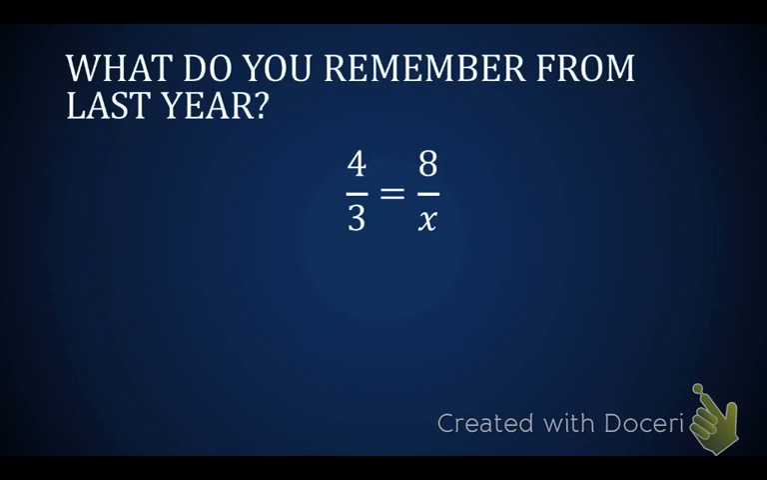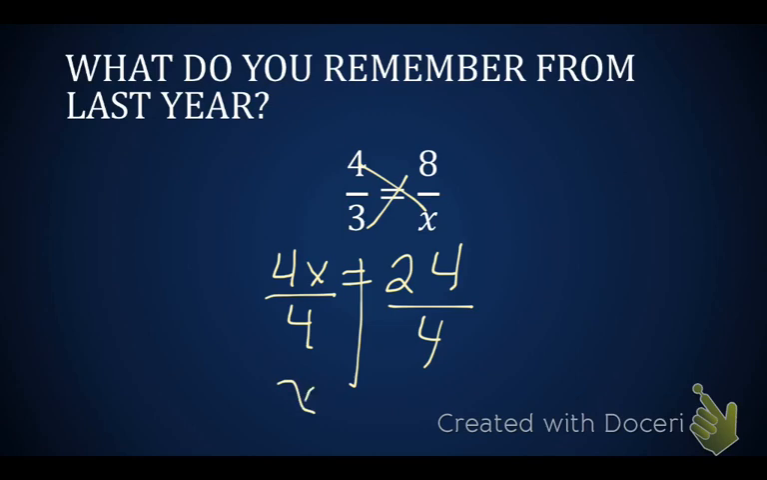What do you remember from last year? I want you to pause the video and try to remember how to solve this proportion. Great, so you should have taken the cross products, because every time you're solving a proportion, the cross products are equal. So 4x equals 24. Then you would have divided by 4 and x equals 6. That should be your answer. For these to be equal, x needs to be 6.